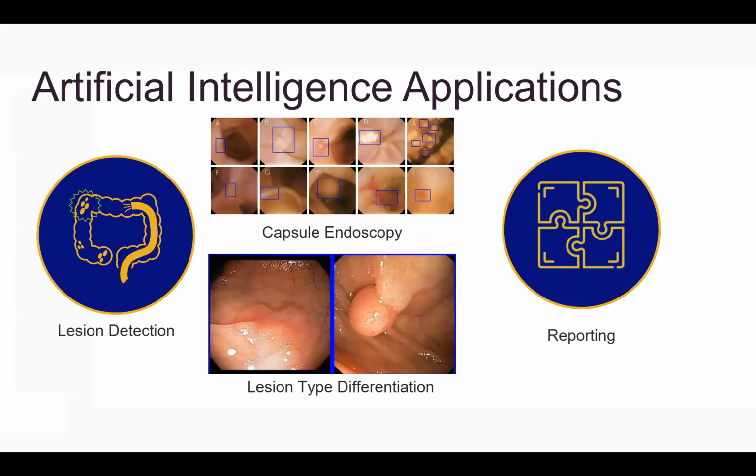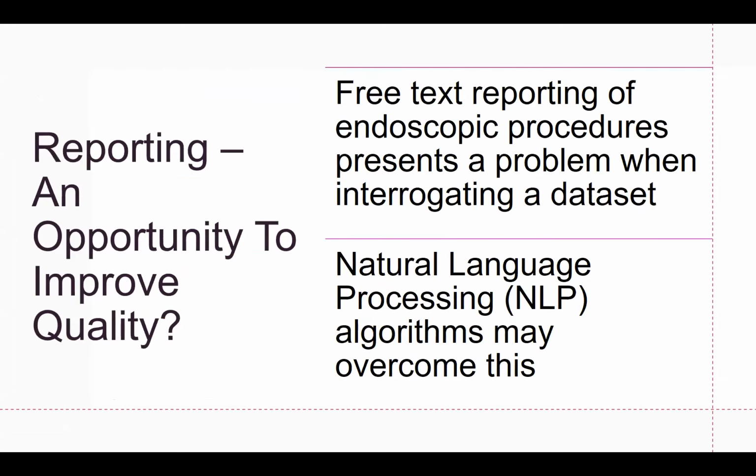So the sorts of applications that we've got already are in lesion detection, lesion type differentiation, which I'm not going to talk about here because it's a bit specialist, capsule endoscopy, and on reporting. So I was going to start with how AI is in reporting. Essentially, this is using an artificial intelligence natural language processing algorithm to be able to improve quality.